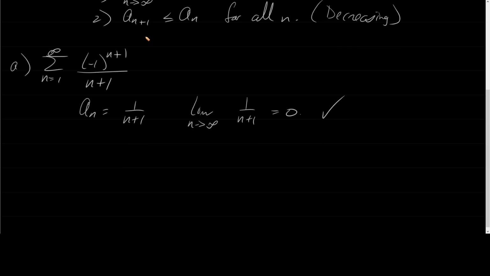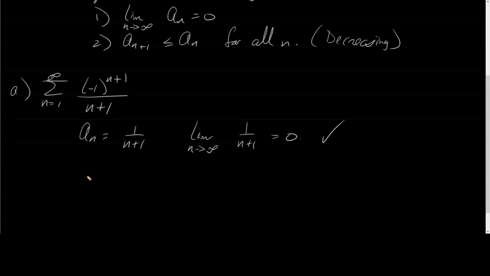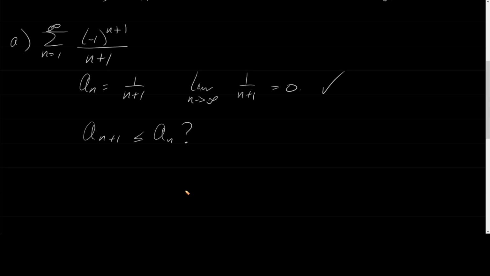But what about the second condition? The second condition is: is a sub n plus 1 actually less than a sub n? Well, let's see. What would a sub n plus 1 be? That would mean that we're plugging in n plus 1 into our sequence. So I end up with, instead of n, n plus 1 and n plus 1, right? Giving us 1 over n plus 2. All right, so is that definitely less than our sequence?